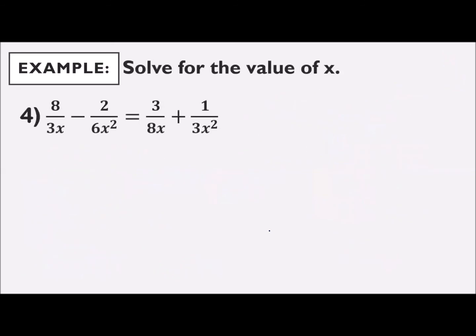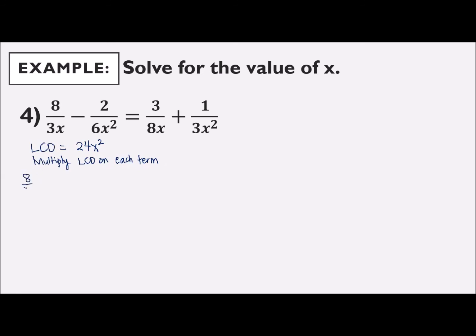Then, the last example, here is 8 over 3x minus 2 over 6x squared is equal to 3 over 8x plus 1 over 3x squared. Nakuha na rin natin yung LCD natin kanina, which is the 24x squared. So, katulad ulit ng ginawa natin, you can pause this part para matry ninyo kung tama ba yung sagot ninyo. Para hindi lang tayo basta nakikinig. Kasi sa mathematics, we need skills.